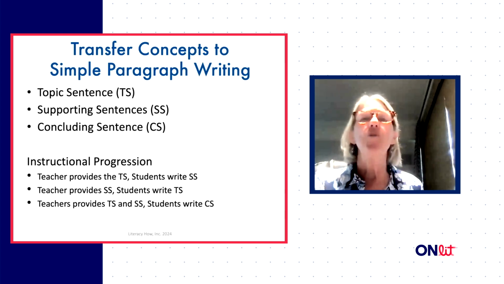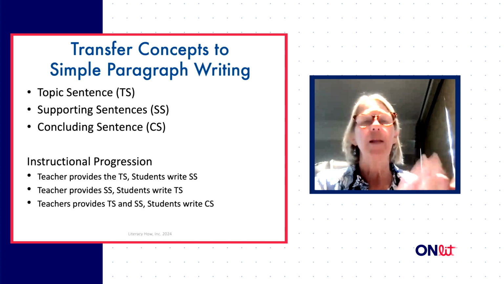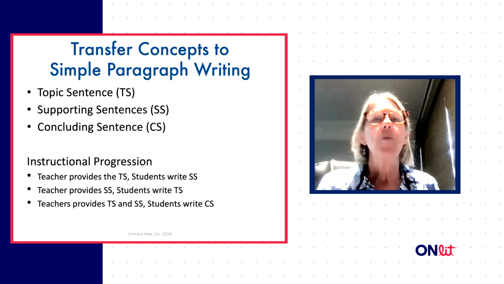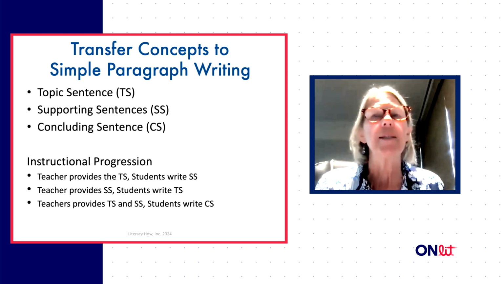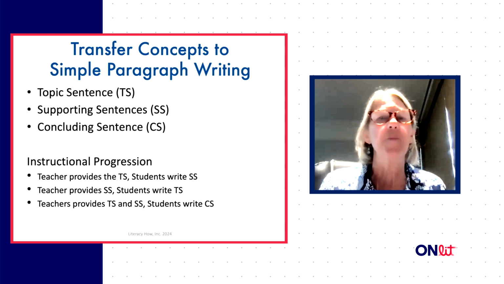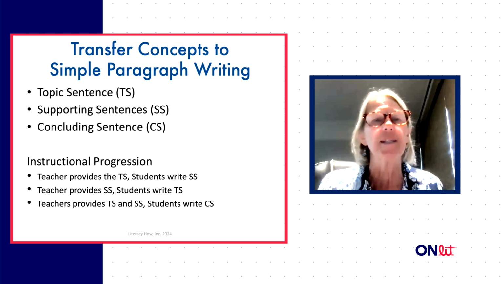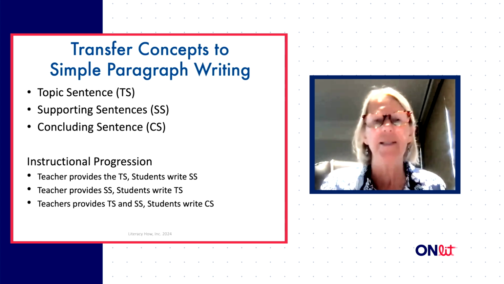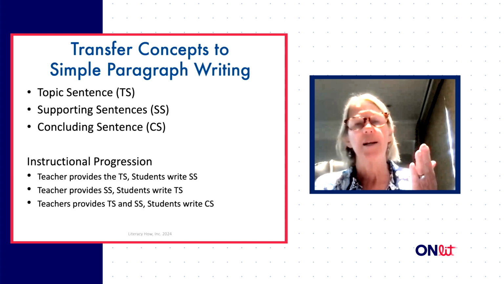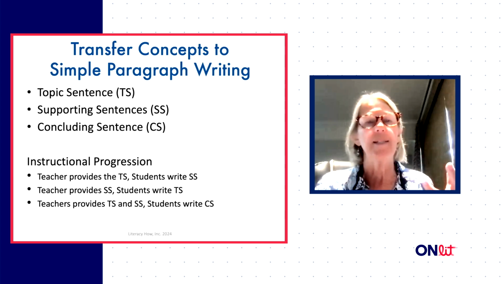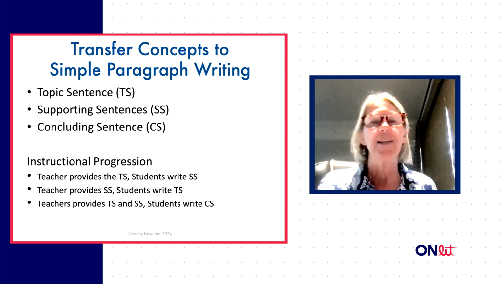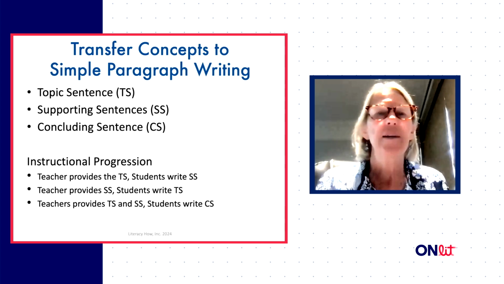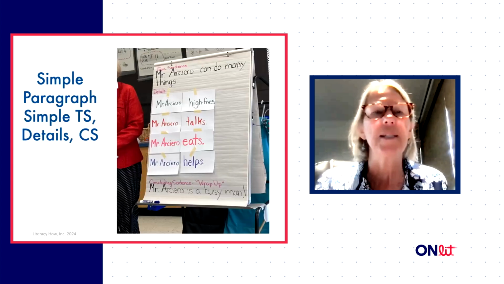And once you can do a single paragraph like that, with a very scaffolded approach, we want the students to be able to write a simple paragraph with a topic sentence, supporting sentences, and concluding sentence. And we teach them in this progression, right? Where the teacher provides the topic sentence and the students have to write a couple of supporting sentences. Now you give them the supporting sentences and they have to figure out what the topic sentence is, and then finally figure out how to do a concluding sentence.